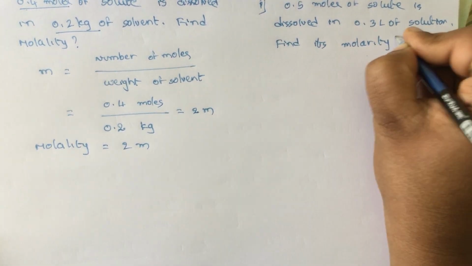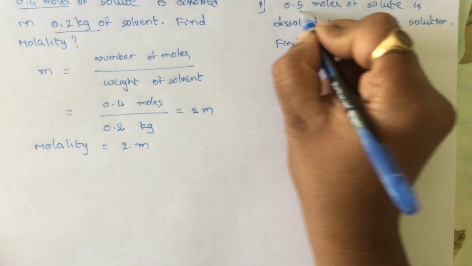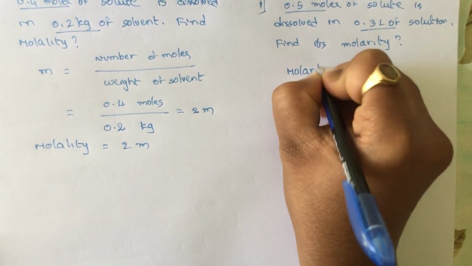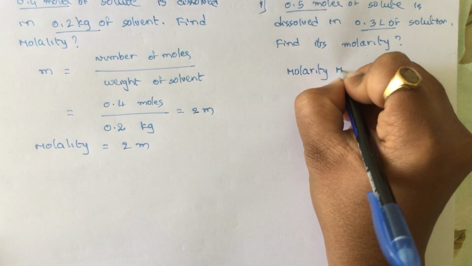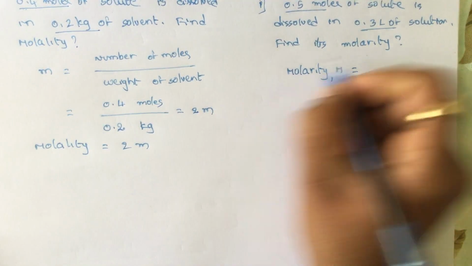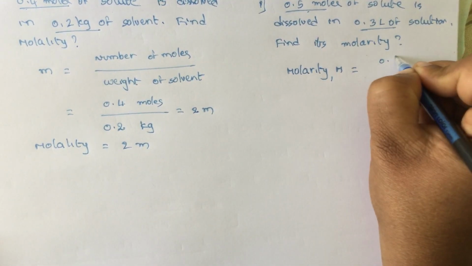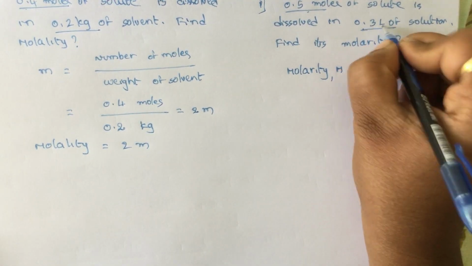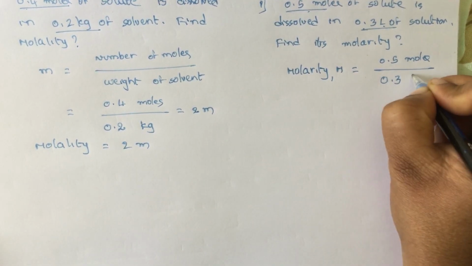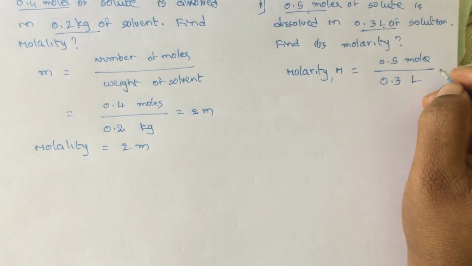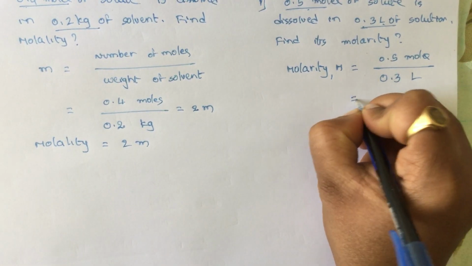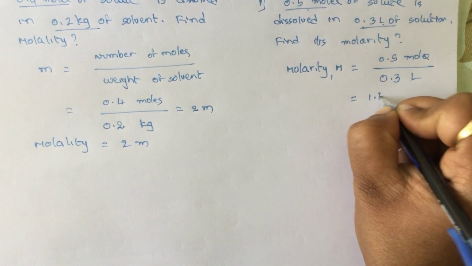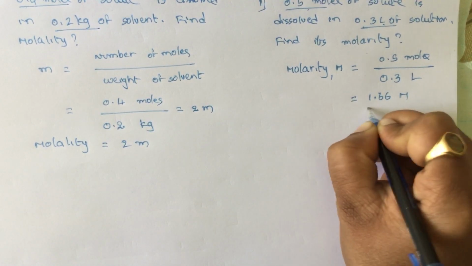Based on the terms they have given, you can guess. Here they gave liters and moles. So what parameter are they asking to calculate? Molarity. So molarity means capital M, that is equal to number of moles, 0.5 moles, to that of volume in liters. So 0.3 liters they directly gave. If they gave in mls, please convert into liters. That is equal to 5 by 3, that means 1.66 moles. This is the answer.